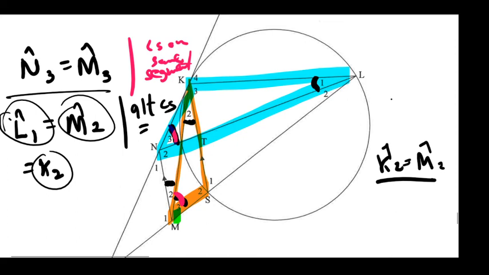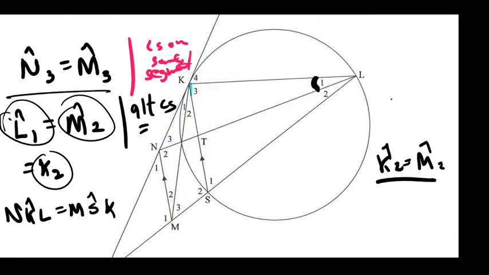And then another part, because we've proven two angles now: we've proven angle N3 equals M3, and L1 equals M2, which is equal to K2. And now another angle that we can prove is that NKL is equal to MSK. So what is that? Let's see from the diagram.